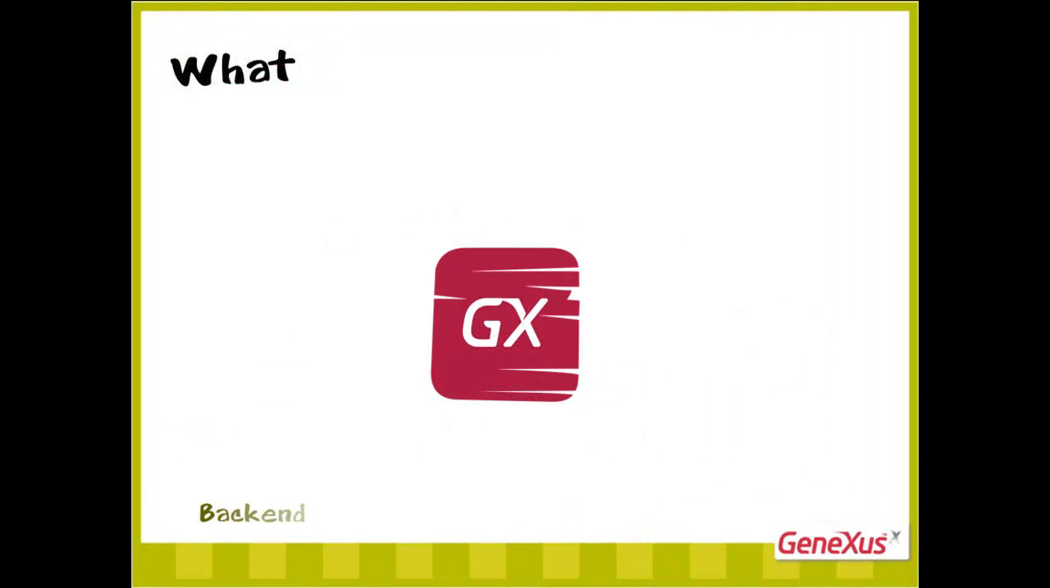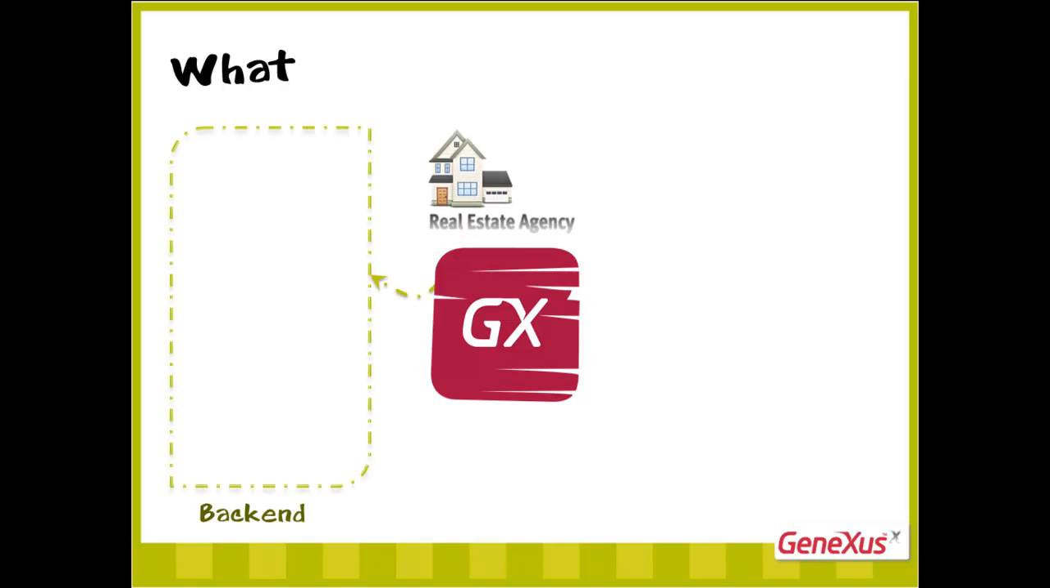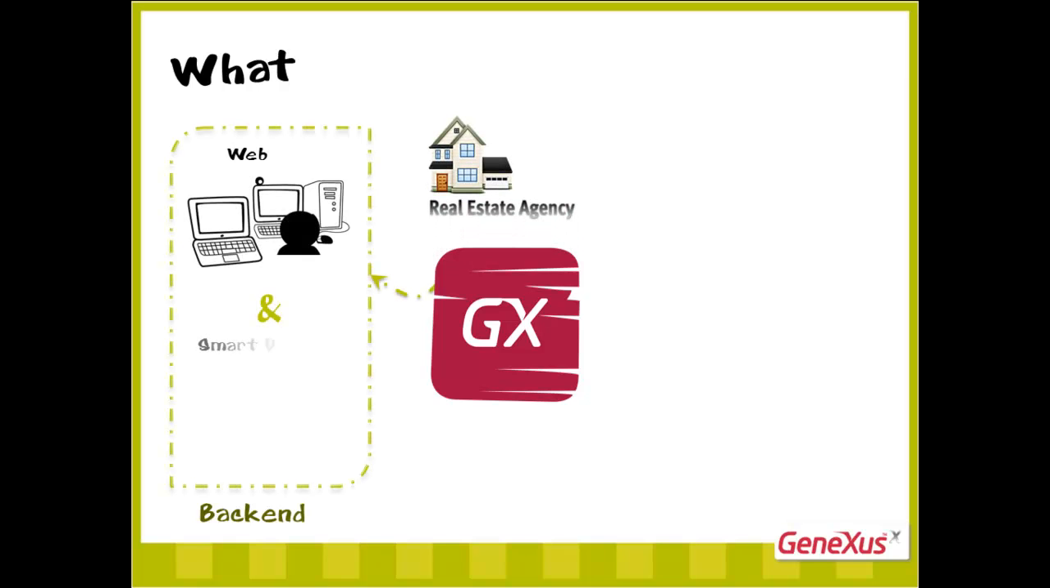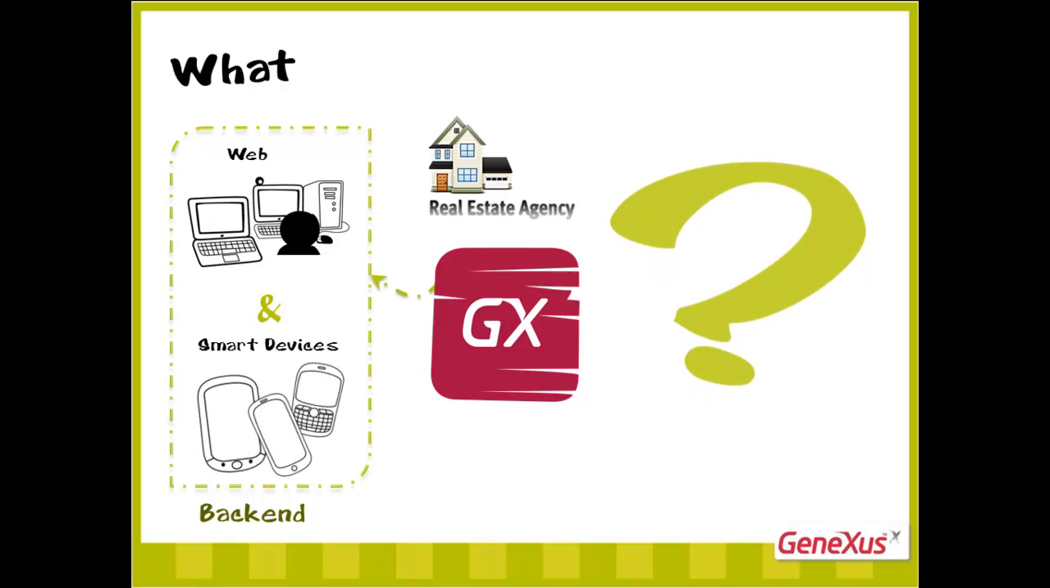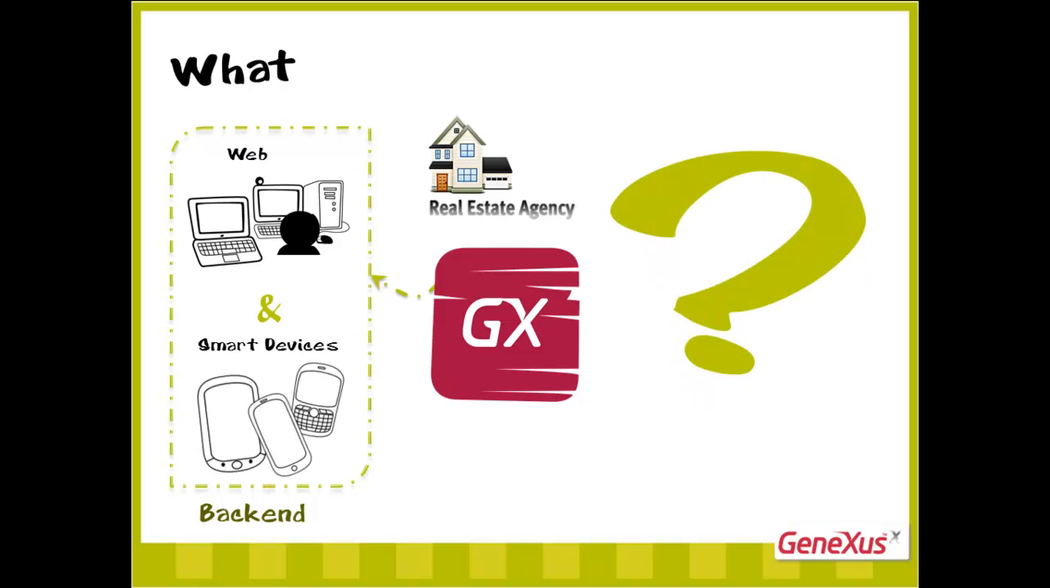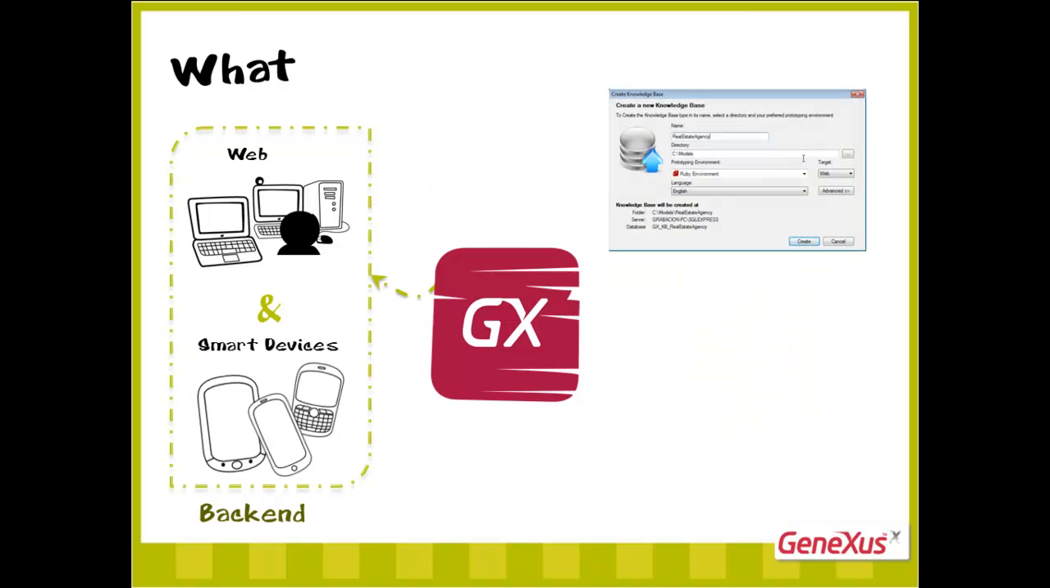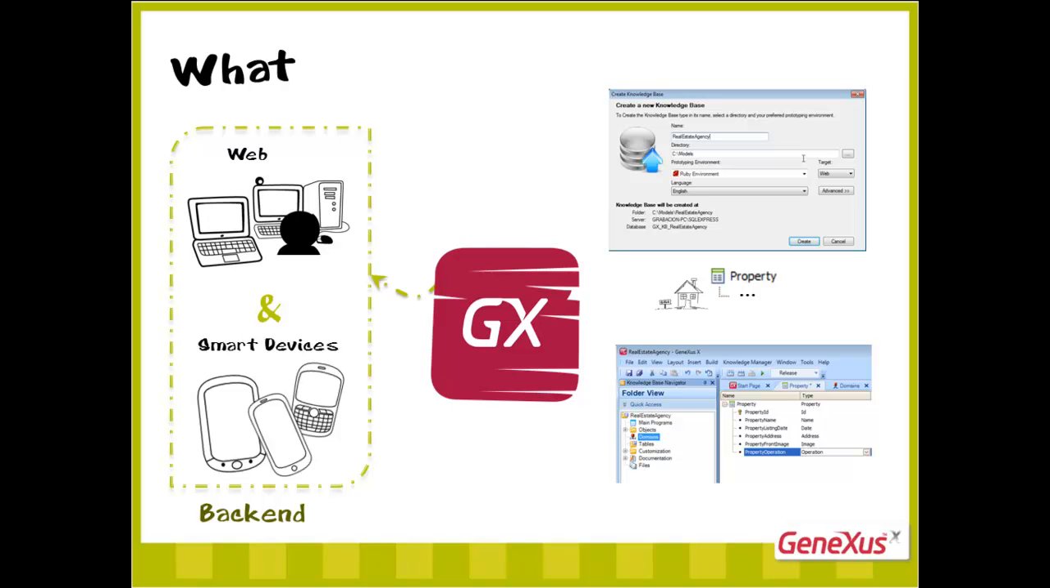The problem that we need to solve is the construction of a backend for a real estate office, with a web section and another section for smart devices, to be used by the real estate agents in their work outside the office. For this purpose, we create a KB, the property transaction to record the real estate properties on sale or for lease, and we also define that the backend web will be generated in Ruby in the cloud.